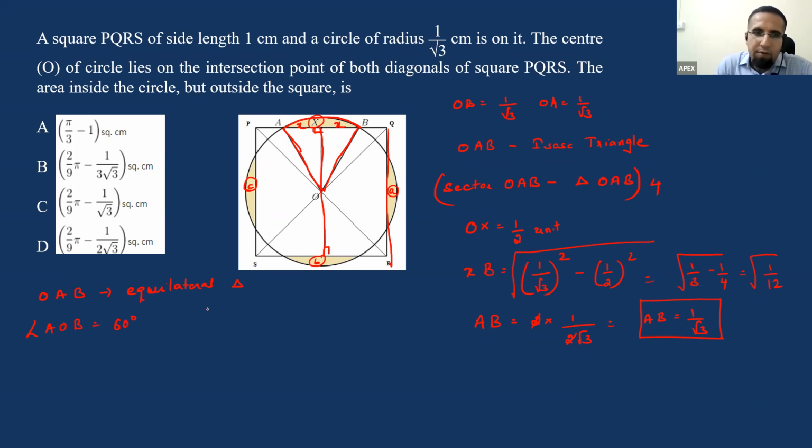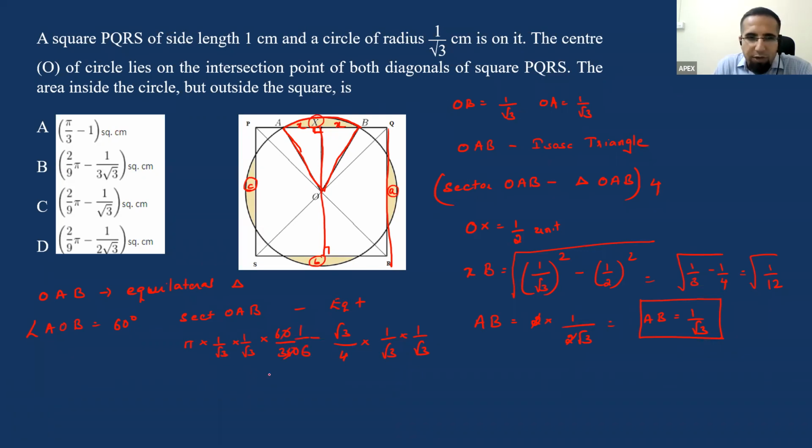Clear? So if OAB is an equilateral triangle, that means I can say that angle AOB is equal to 60 degrees. So what is area of the sector now? So area of the sector OAB will be pi into r square into theta by 360. Minus, we will subtract the area of the equilateral triangle. That is root 3 by 4 into A into A, where A is going to be 1 by root 3 into 1 by root 3. So this becomes 1 by 6.